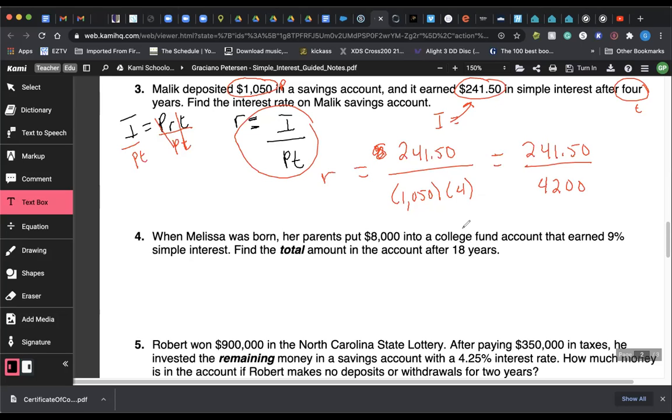I'm going to put that into my calculator. 241.50 divided by 4,200 is what I'm going to put into my calculator. And I'm going to get that my R is equal to 0.0575. I need to turn that into a percent, which is going to be what? 5.75%. Perfect.